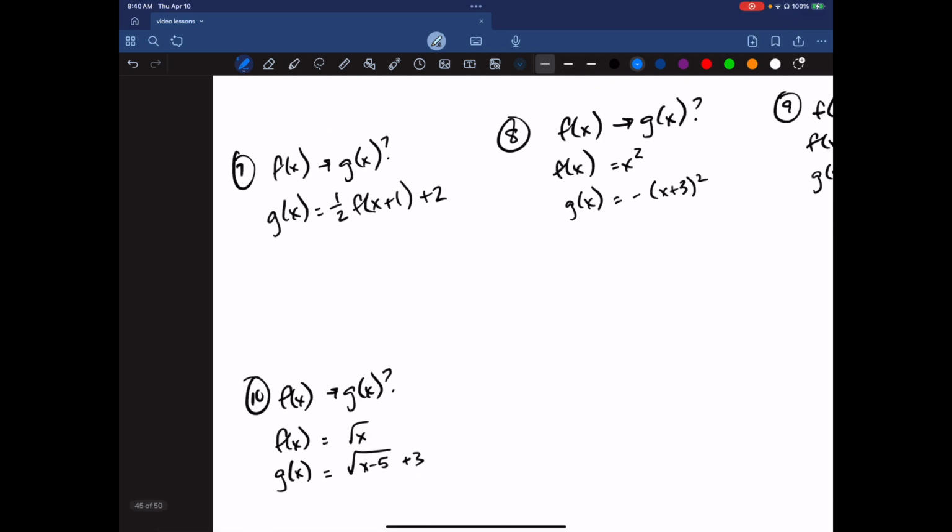All right, 7. This time the number out front that's being multiplied to the function is less than 1 but greater than 0, so that's going to be a vertical shrink by 1/2, and left 1 and up 2.